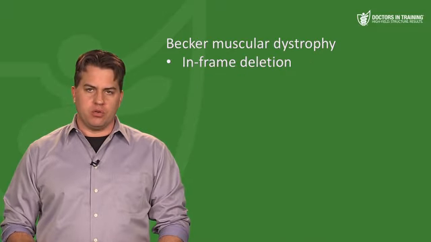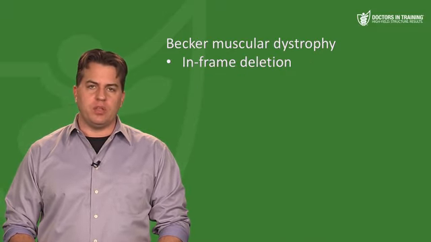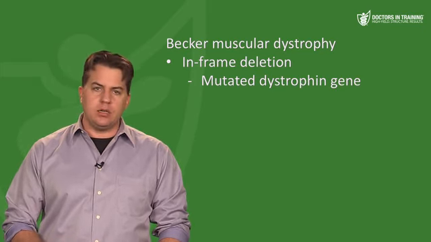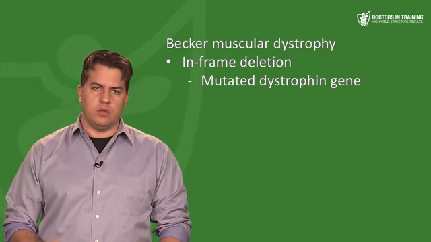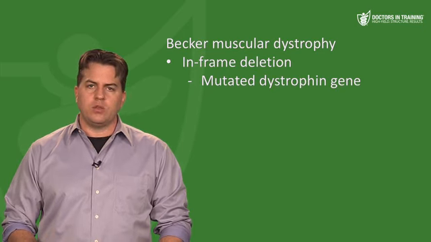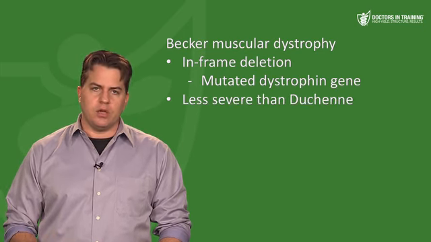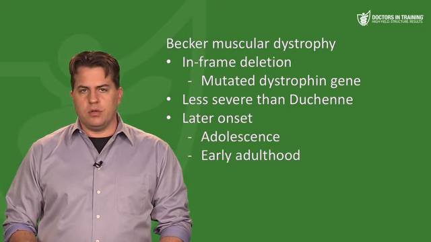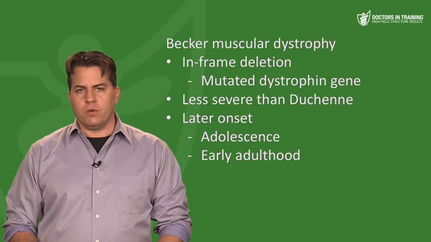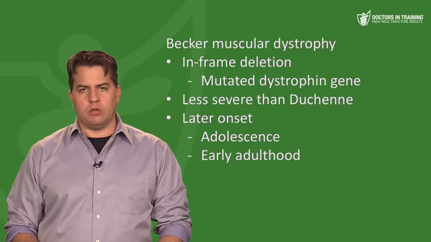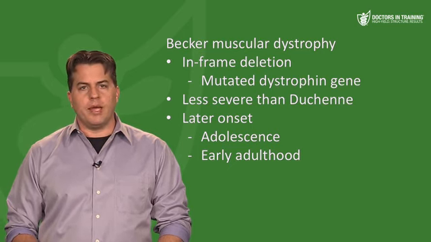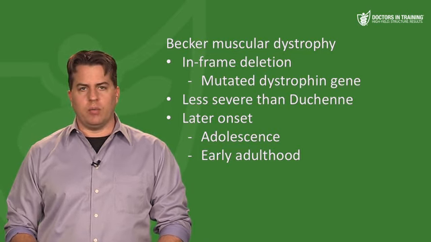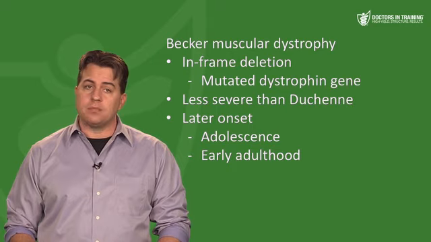Then Becker muscular dystrophy is due to an in-frame deletion that results in a mutated dystrophin gene instead of the deleted dystrophin gene that we saw with Duchenne muscular dystrophy. So Becker is less severe than Duchenne, and there's later onset in adolescence or early adulthood instead of before age 5. For example, patients with Duchenne muscular dystrophy are typically in a wheelchair by age 12, while patients with Becker muscular dystrophy are able to walk beyond age 15.